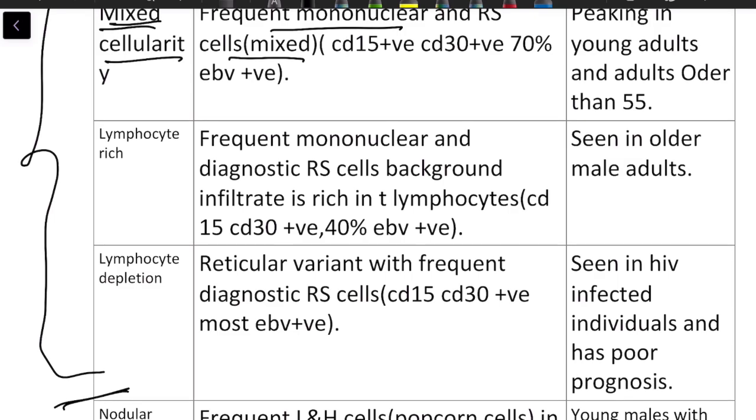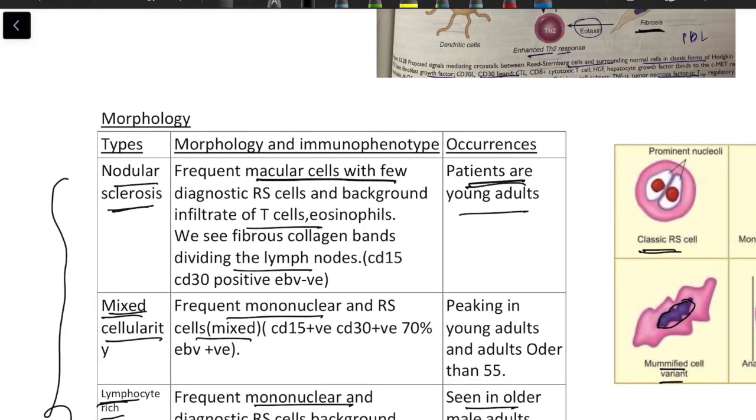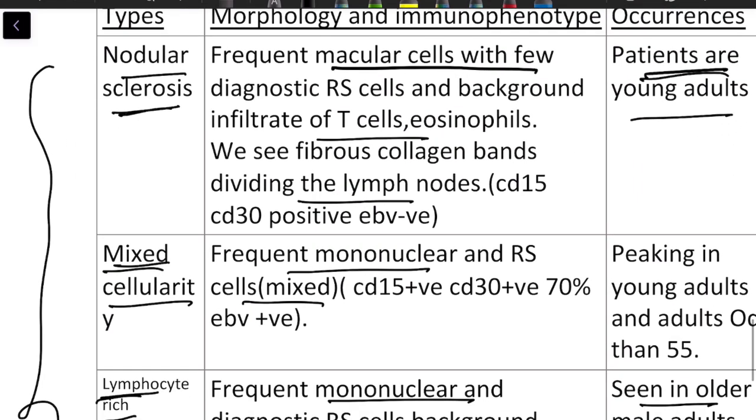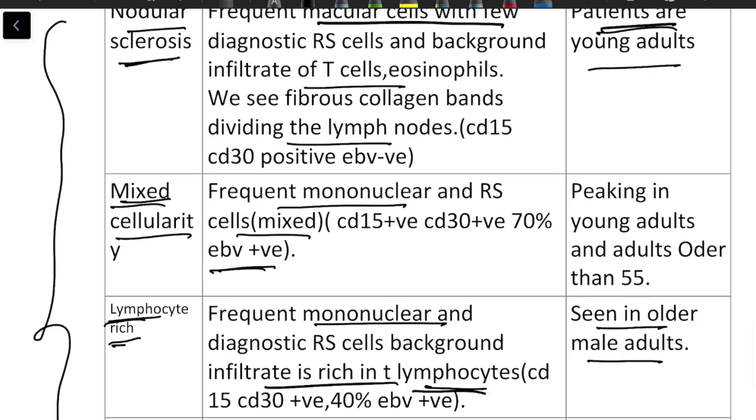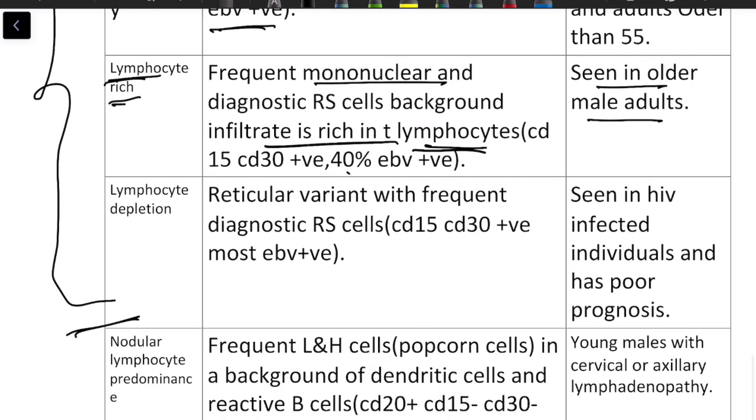If I talk about the lymphocyte rich type of Hodgkin lymphoma, then there are frequent mononuclear cells and diagnostic RS cells in the background, but the infiltrate is rich in T lymphocytes. That is what makes it different. That is why it has been called lymphocyte rich, and it is seen in older male adults. Here you can see in nodular sclerosis that EBV is negative, in mixed cellularity we see the presence of Epstein-Barr virus in 70% of the cases, and here Epstein-Barr virus is positive in 40% of the cases.